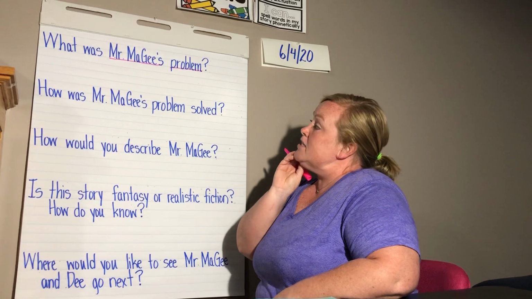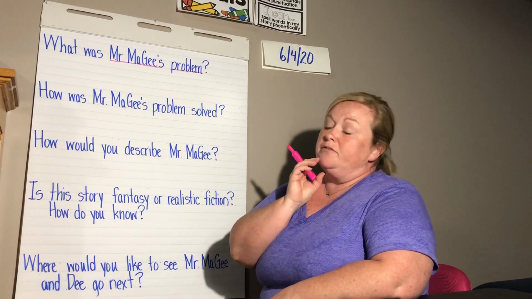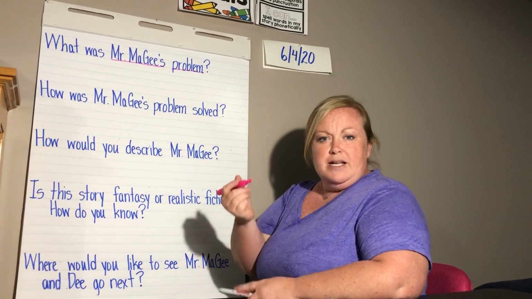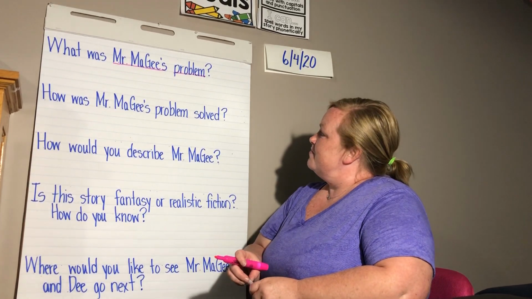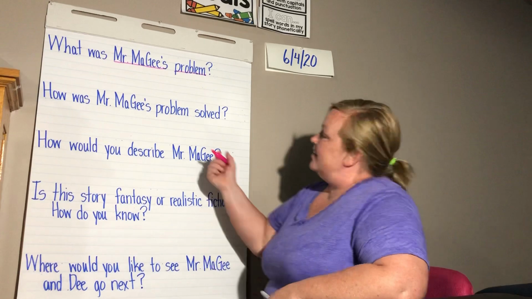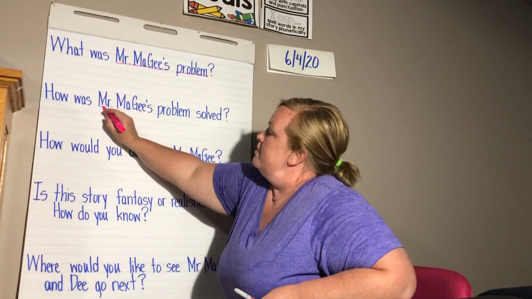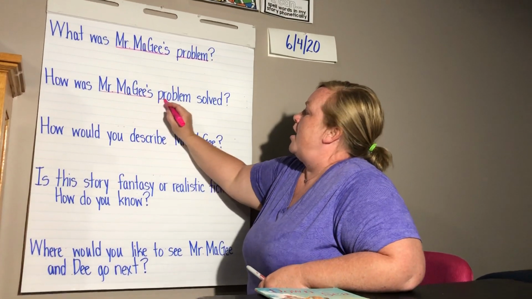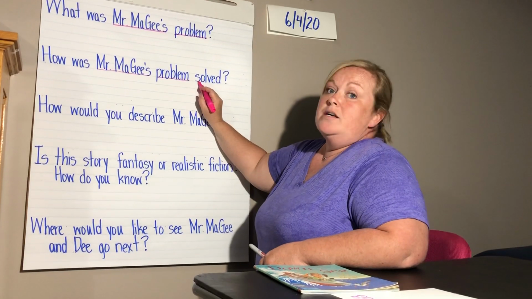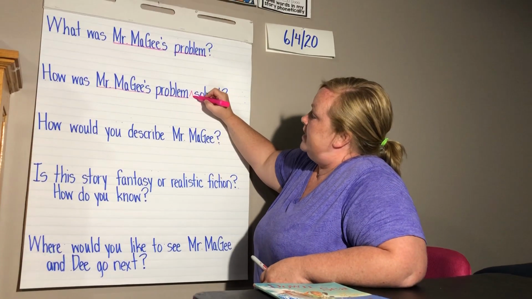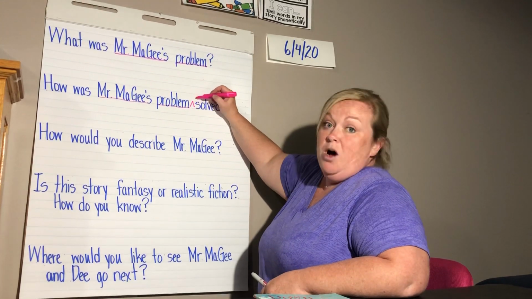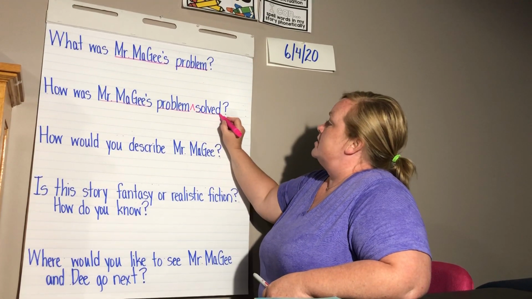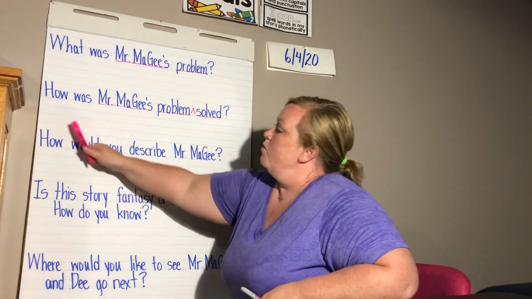How was Mr. McGee's problem solved? So how would you answer that? Can you say it out loud right now? Okay. Hopefully you said Mr. McGee's problem was. Oh, do you remember from yesterday we need to add a word? So we're going to do that caret to let us know that we can't forget the word was. And then solved.